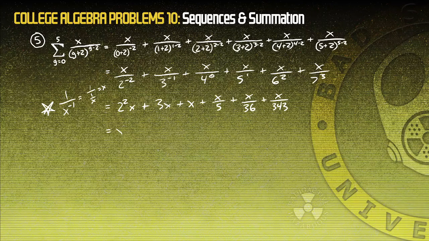So if we factor the x out of everything, we're left with 2 squared is 4 plus 3 plus 1 plus 1/5 plus 1/36 plus 1 over 343, which in retrospect is an awful choice. But we end up with 8. Well, x times 8 plus all these fractions.